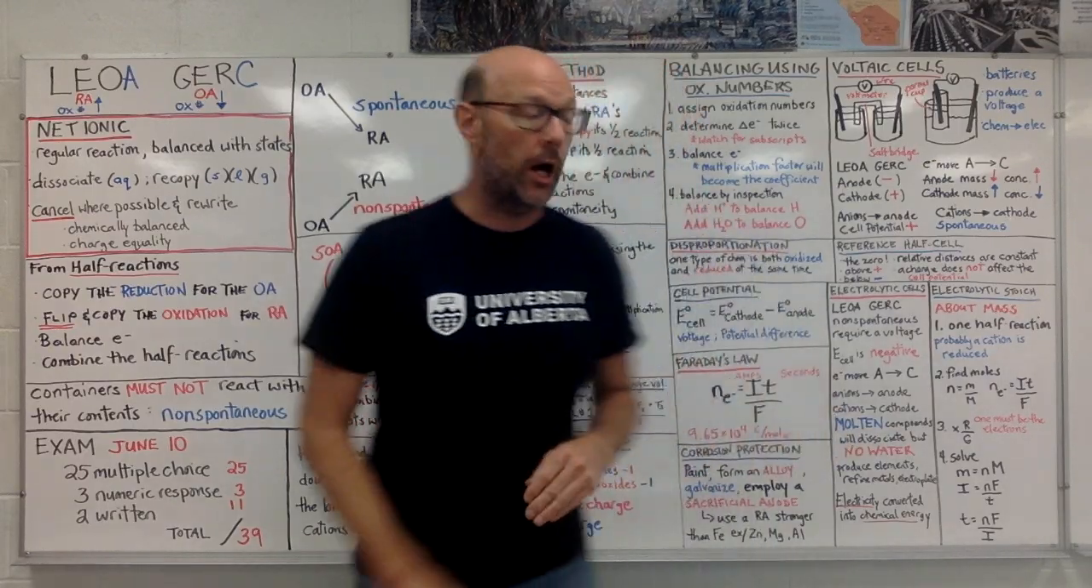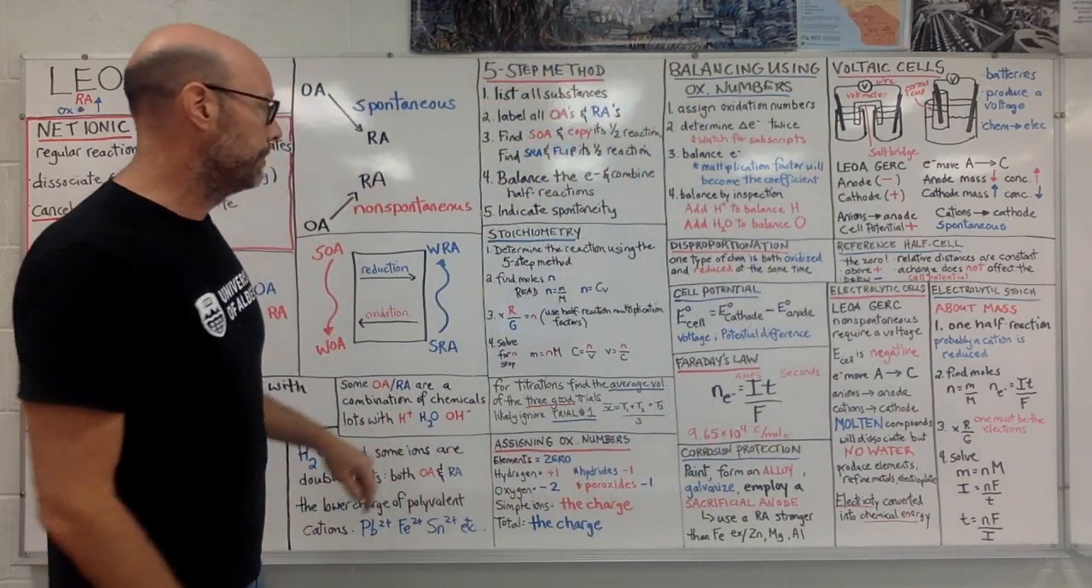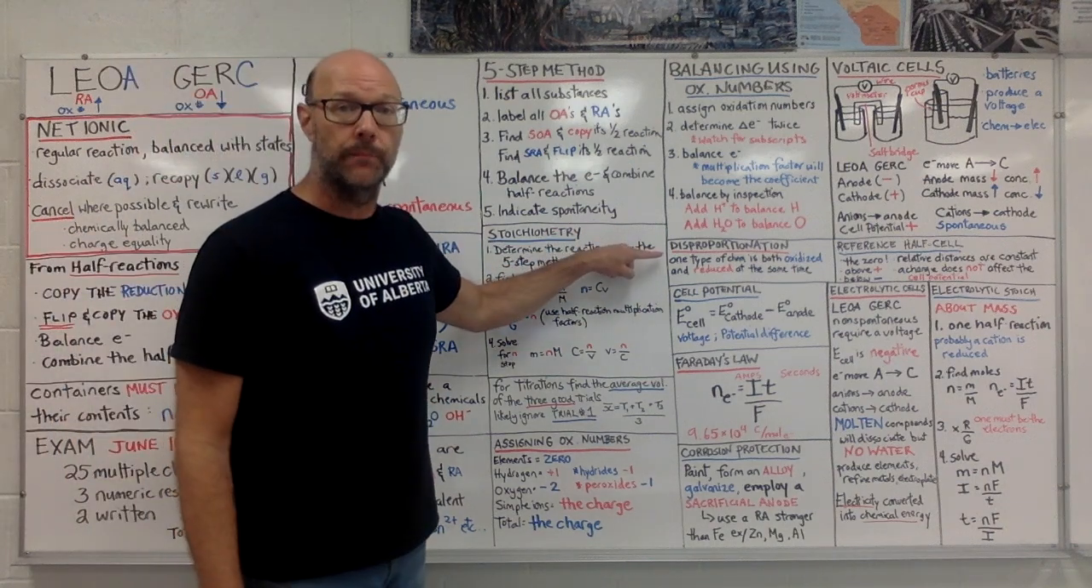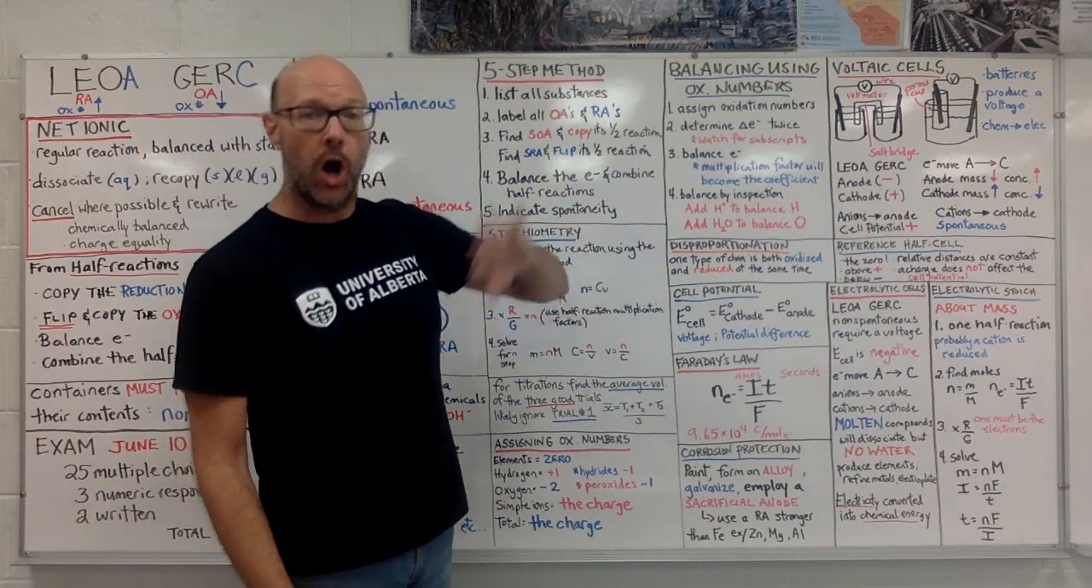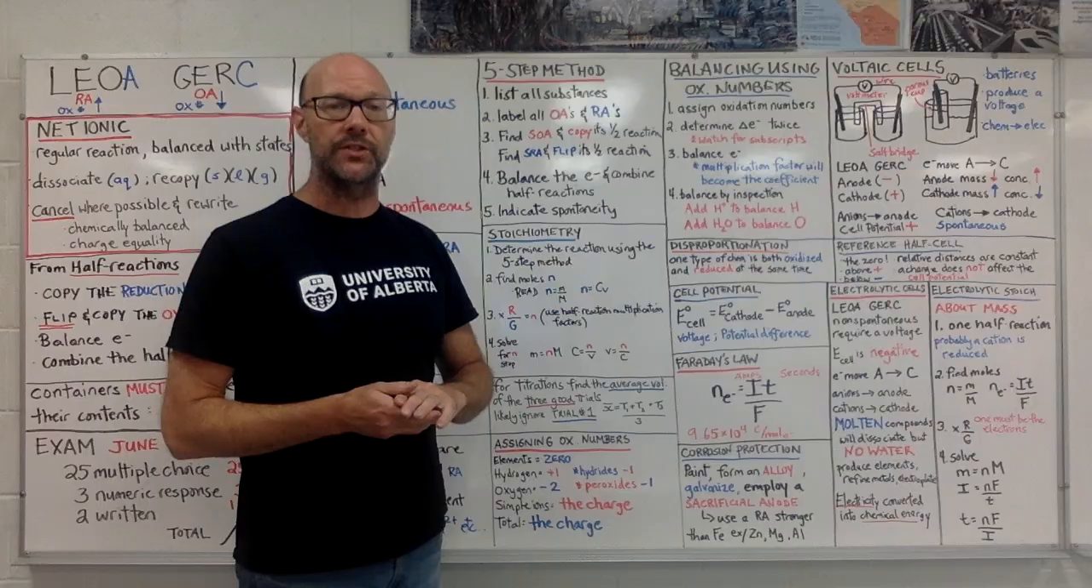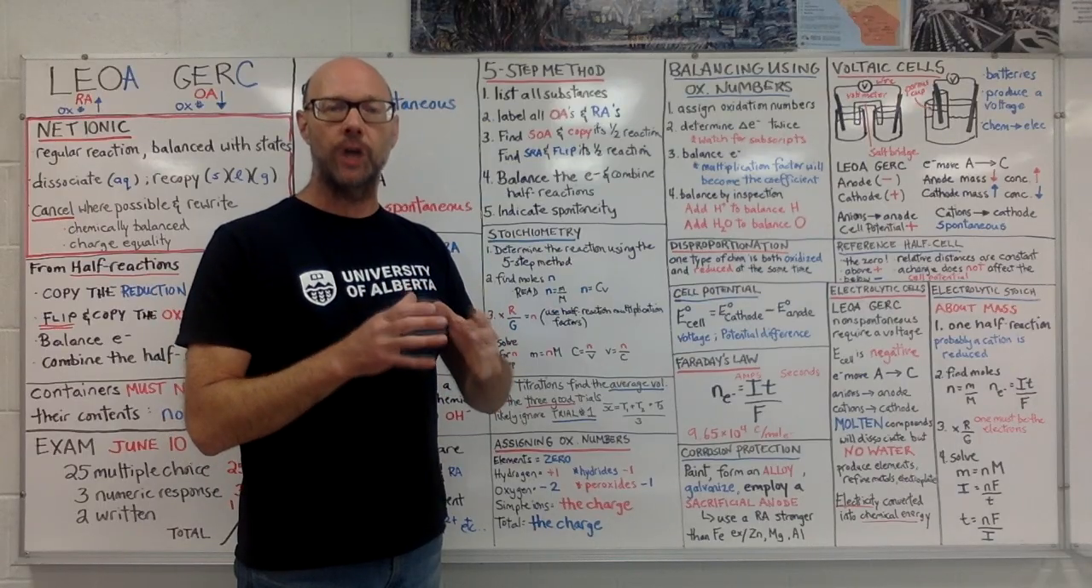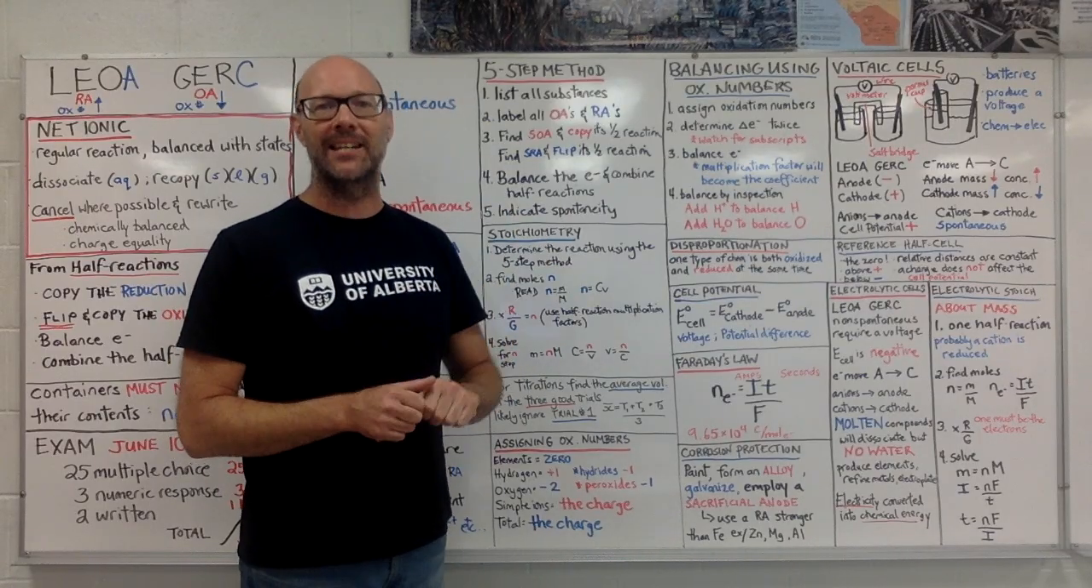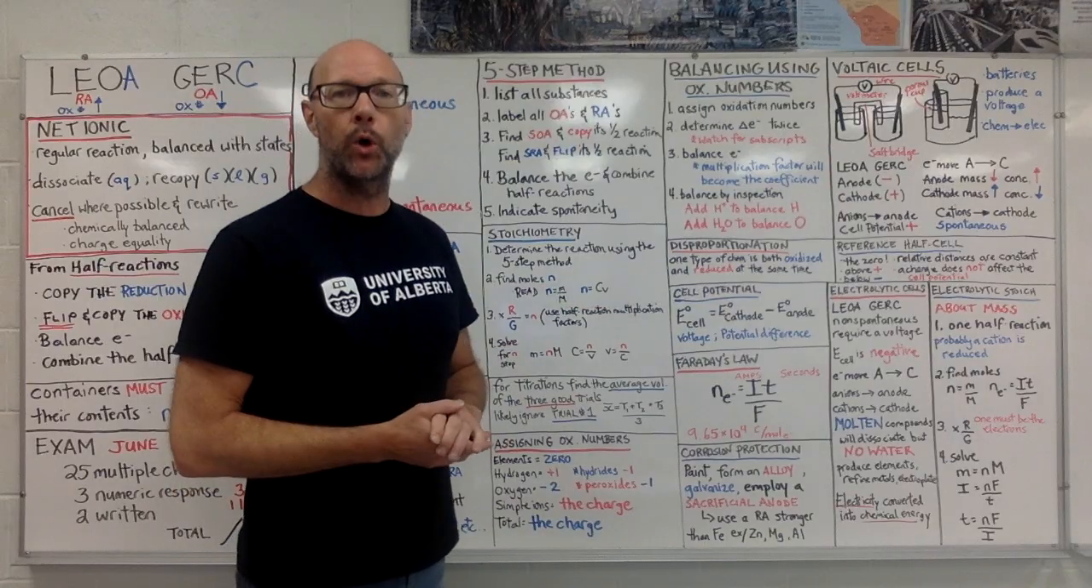Finally, we can use oxidation numbers to identify disproportionation. It's when the same substance is oxidized and reduced at once. The same substance has its oxidation number go up and down. Disproportionation.